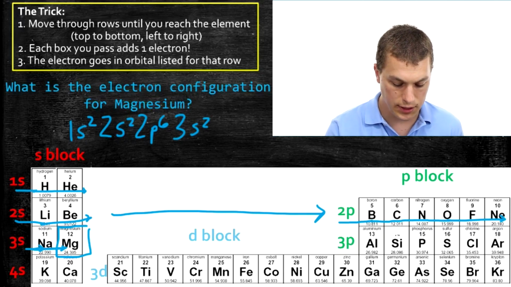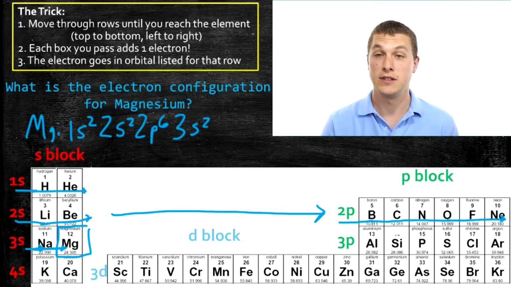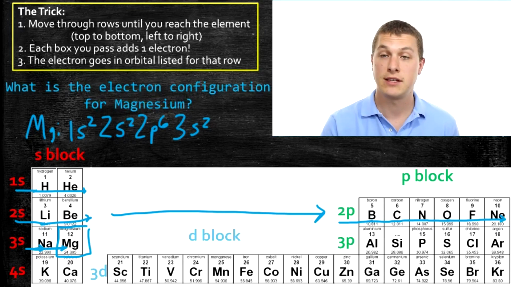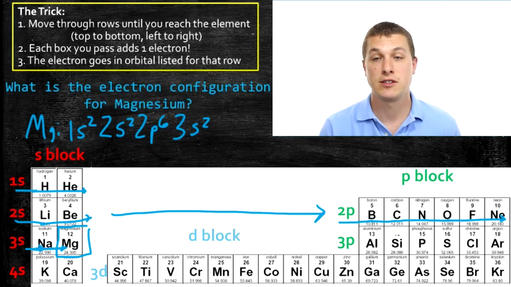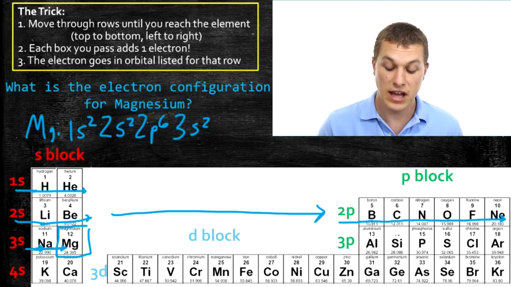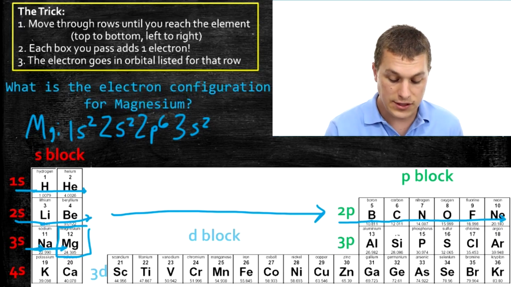So that's the electron configuration for magnesium. It's 1s2, 2s2, 2p6, 3s2. And we've used the periodic table to do that. All we do is we read it top to bottom, left to right. Every time we cross into a box that adds an electron to our electron configuration, we know which orbital it's adding it to by the label we've put on these rows. All right, let's do another one.